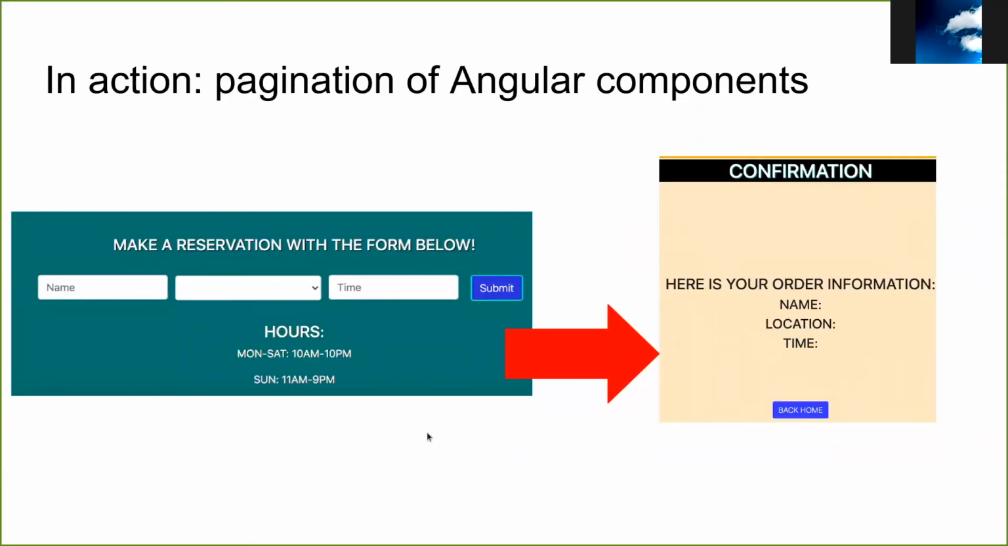And then this image just shows our reservation to confirmation page in action. So the user would enter the name field, and then that second field is a form group for the different locations, and then the time. And then once the user clicks submit, they would get something on the confirmation page with their order information.